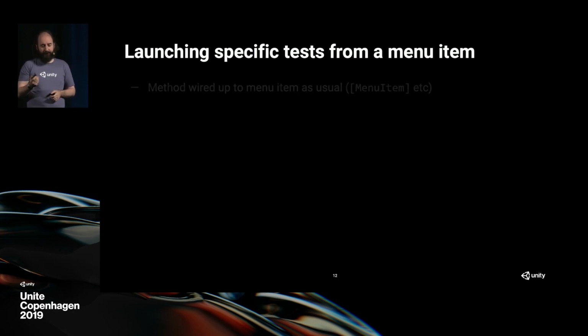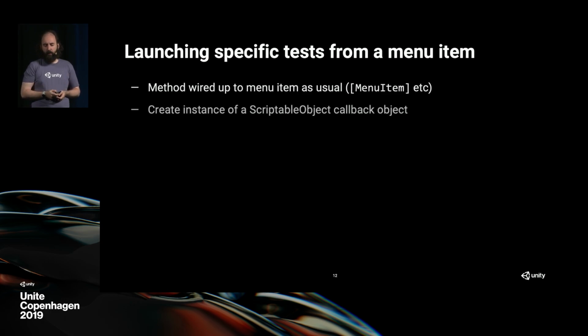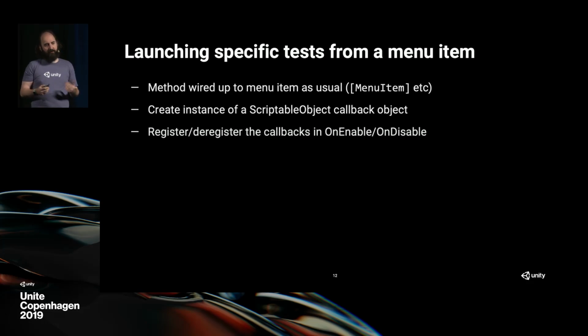So what does it look like? Firstly, you have a method that's wired up to a menu item, exactly the same way as you would with any other editor extension menu item, so using the MenuItem attribute, using the GenericMenu class, however else makes sense for how you want to integrate it. That method is then going to create a scriptable object callback object. We use a scriptable object in this case, rather than just a regular class, so that your tests can do things like causing a domain reload, and your callbacks can then survive across that. Inside the scriptable object, when it's enabled, we register for callbacks, and when it's disabled, we unregister.